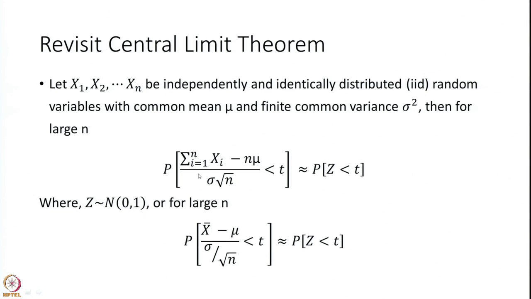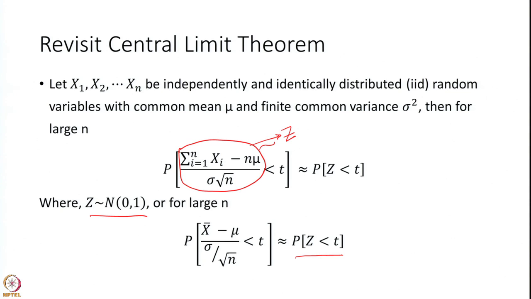What it tries to say is that this quantity comes closer and closer approximately to z, which is distributed as a normal random variable with 0 mean and 1 standard deviation. It means that it is a standard normal variable. If you divide the numerator and denominator by n, then you find that x bar minus mu divided by sigma over square root n is less than t, also behaves like a standard normal variate.